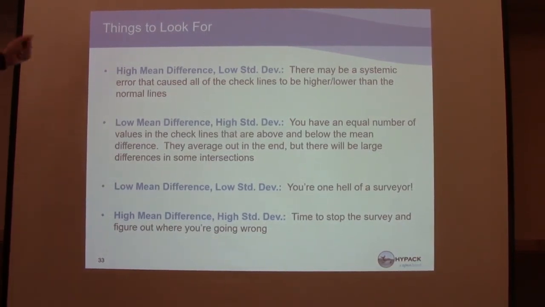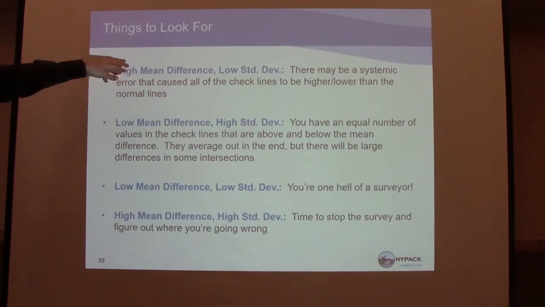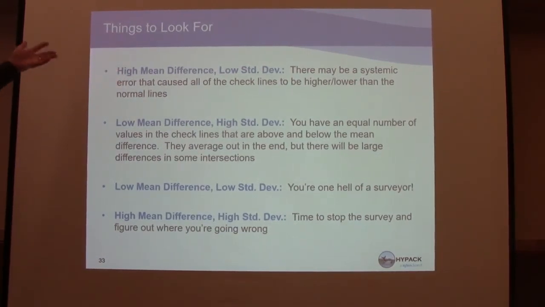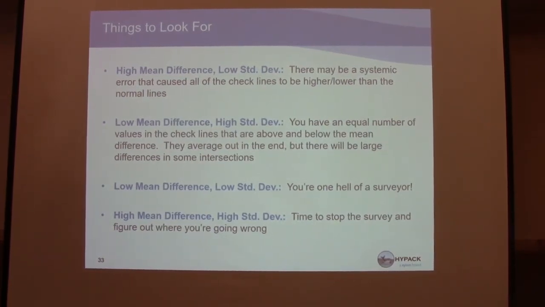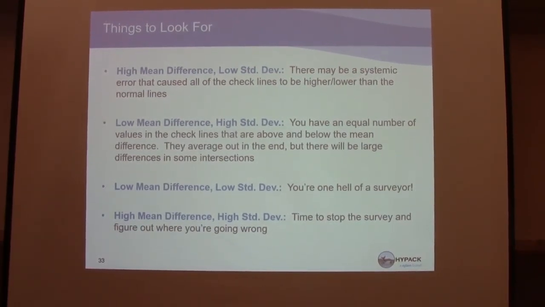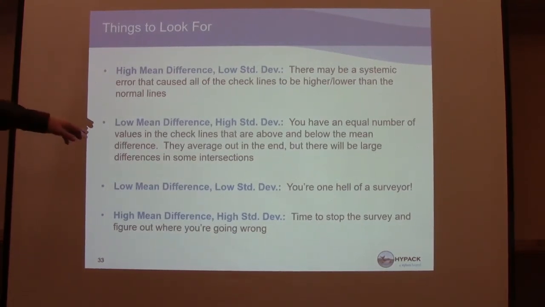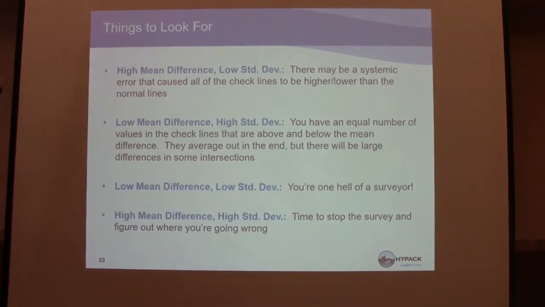Keep an eye out. A couple of rules of thumb: high mean difference with low standard deviation might be a systematic error. Low mean difference with high standard deviation means equal values in the check lines versus the mean difference, so they should average out, but with pretty large differences in some intersections. Low mean difference, low standard deviation is what you want. High mean difference means you've got something really going on, so you might have offsets wrong, heave issues or something like that. So it's a really good QC tool to use.